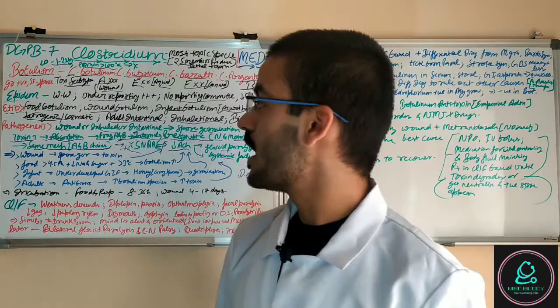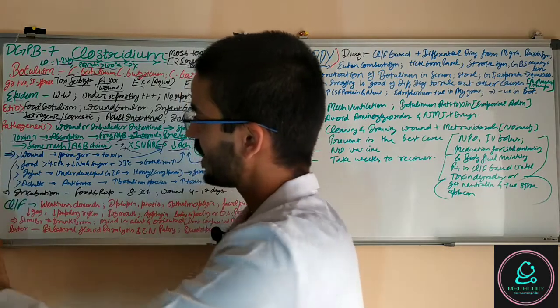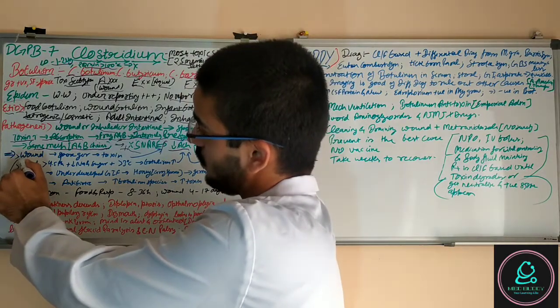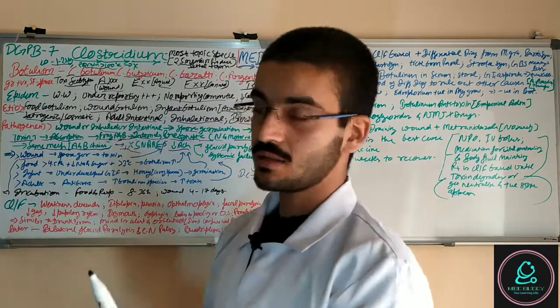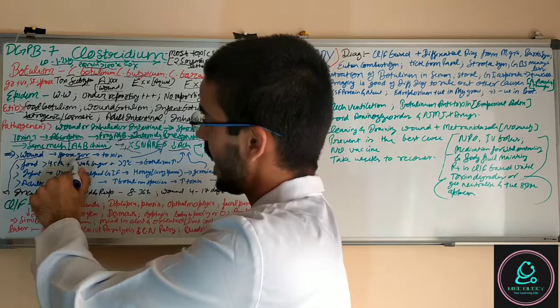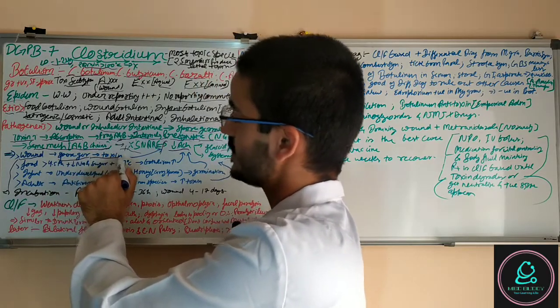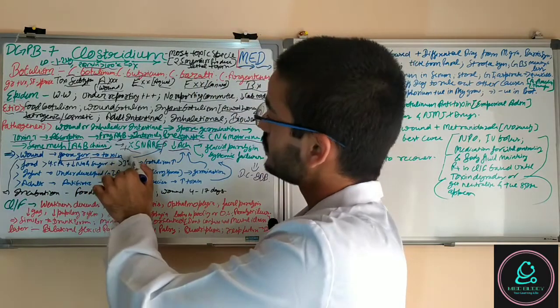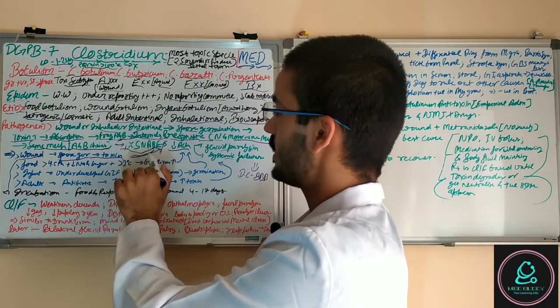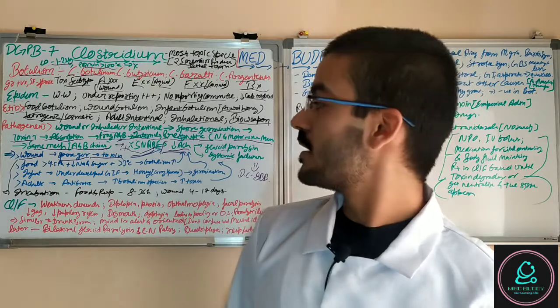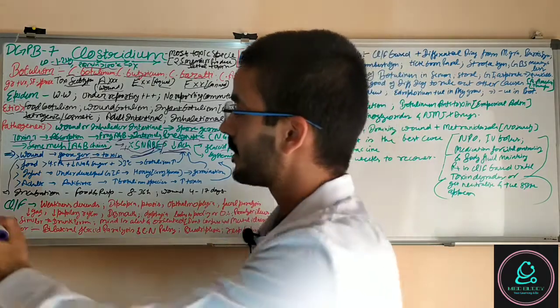Now let's talk about how it happens. It can enter through a wound. The spores will enter the wound and they will germinate and start producing the toxin. Toxin will inhibit through all this pathway. The SNAREs will be inhibited and acetylcholine will be lacking.